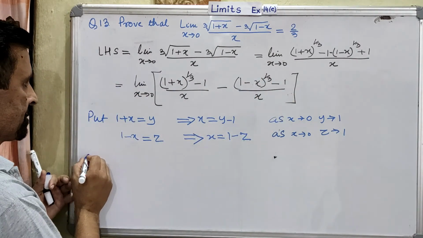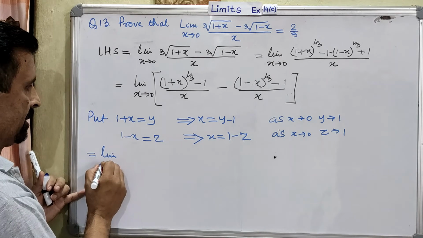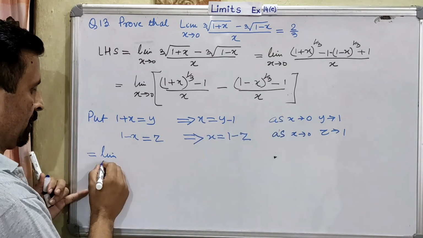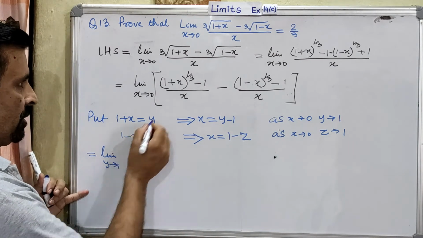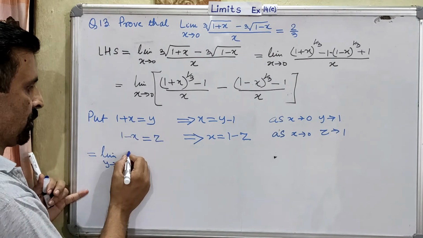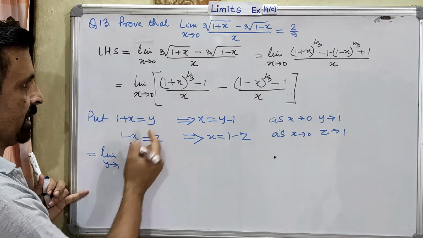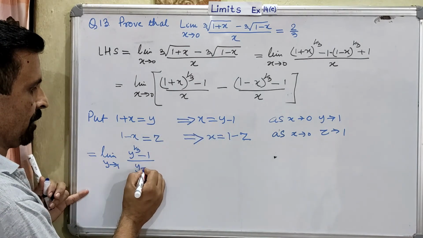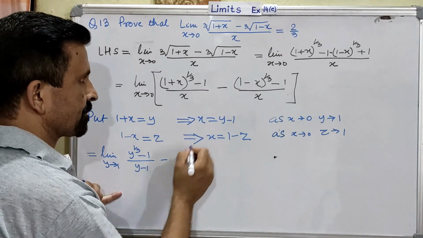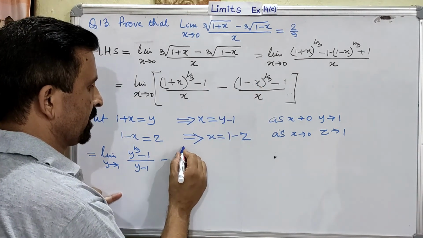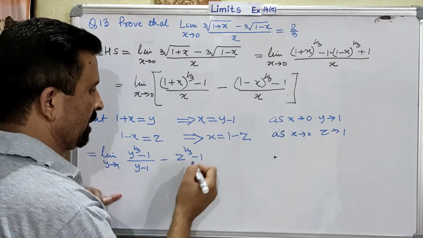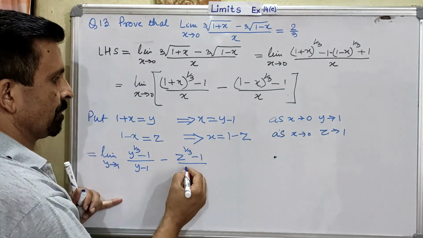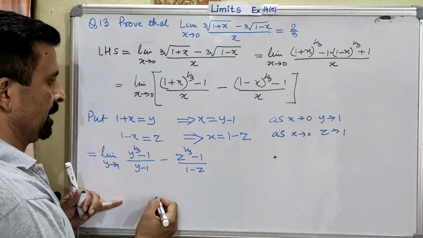So first of all, this part is equal to limit, y tending to 1. For 1 plus x we have assumed as y, so y to the power 1 over 3 minus 1, and then x is calculated to be y minus 1. This is minus sign. For this we will write as z to the power 1 over 3 minus 1, and for this x we will write as 1 minus z. Is this okay?